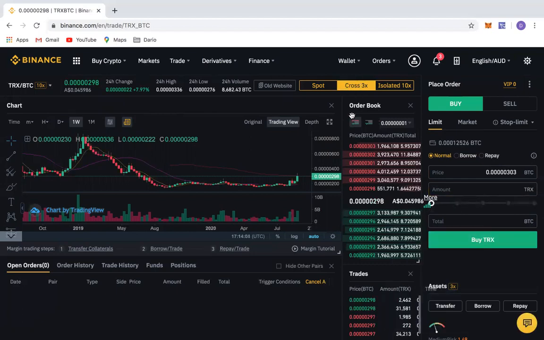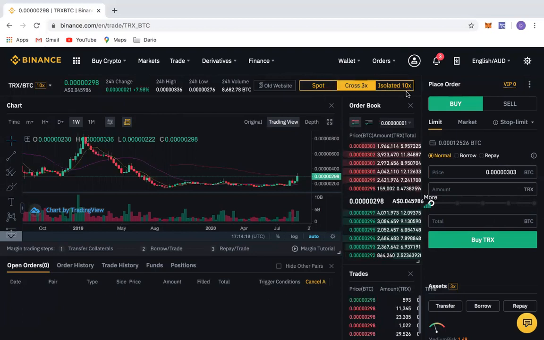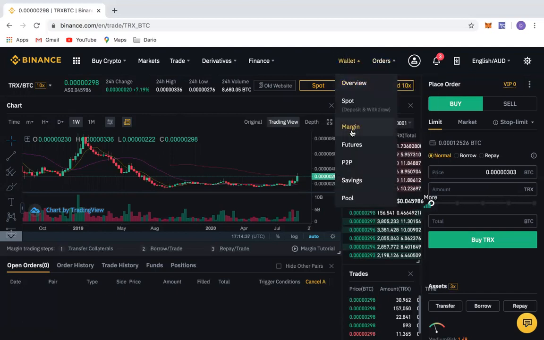So that's broad. And also note, guys, that up here there are 3 options: cross, isolated, and spot. Make sure you're not confusing yourself. Some tokens don't have all the options available, but there are a lot of them. Make sure of the 2 important things: you're in the right area, and you have normal clicked if you already borrowed. So I just bought my full size in TRX. Now we're going to go back to wallet and margin.